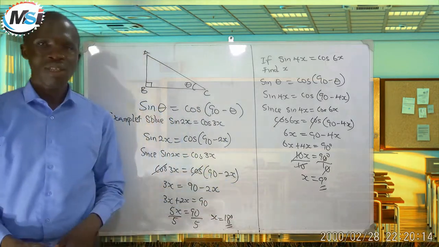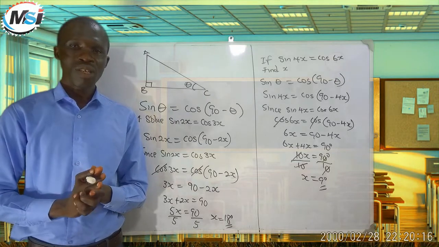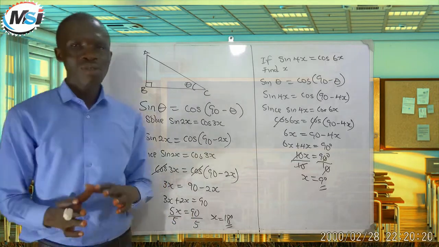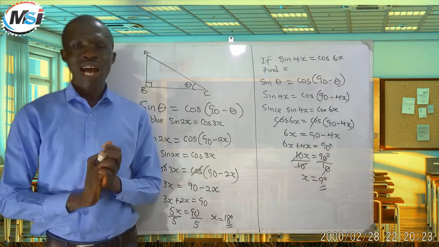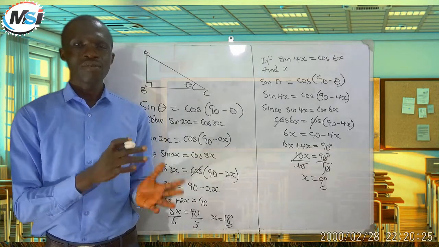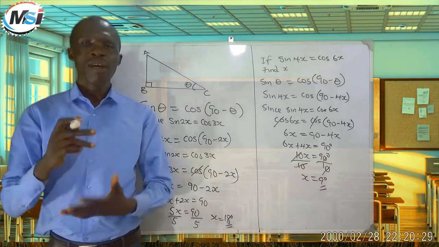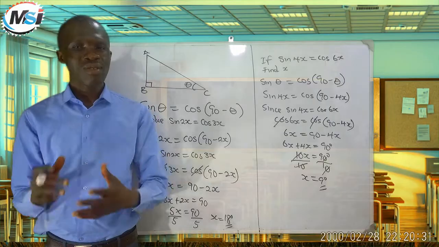I believe you understand that, right? In case you find it difficult, you can always go back to this video. Now I want to give you more questions on how to apply cosine while we are dealing with adjacent over hypotenuse.